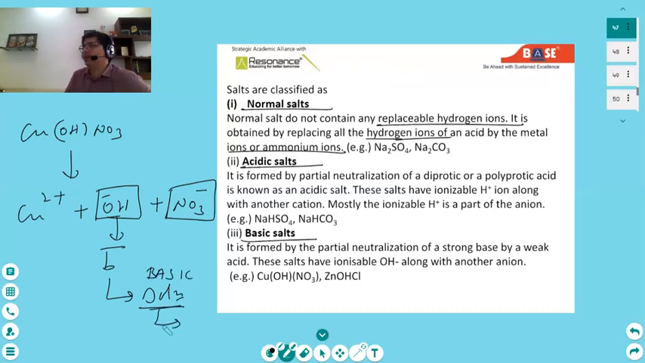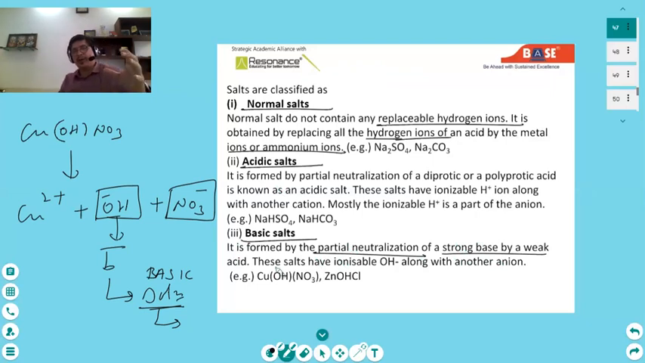Basic solution, how to detect? You will add litmus paper. What will happen? Baap re baap or are baap re? Baap re baap. Basic, red to blue. Okay. So it is formed by partial neutralization of a strong base by a weak acid.